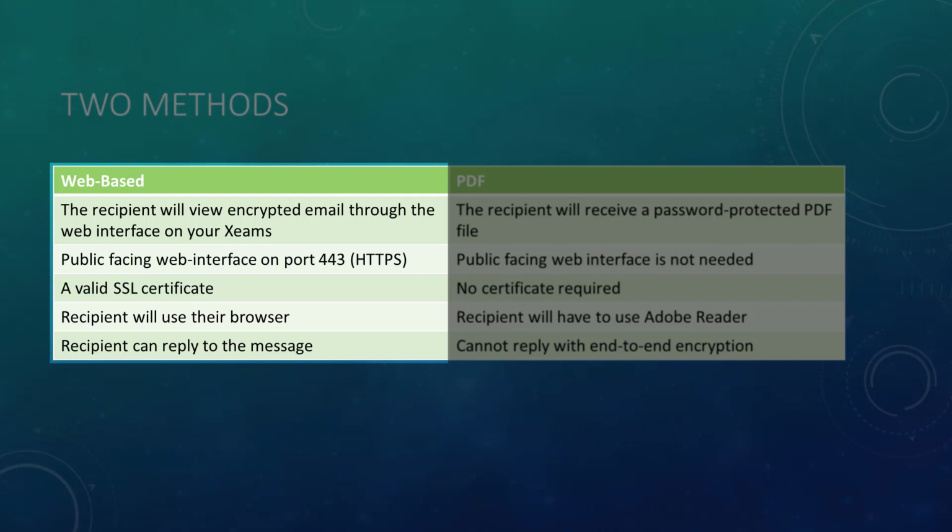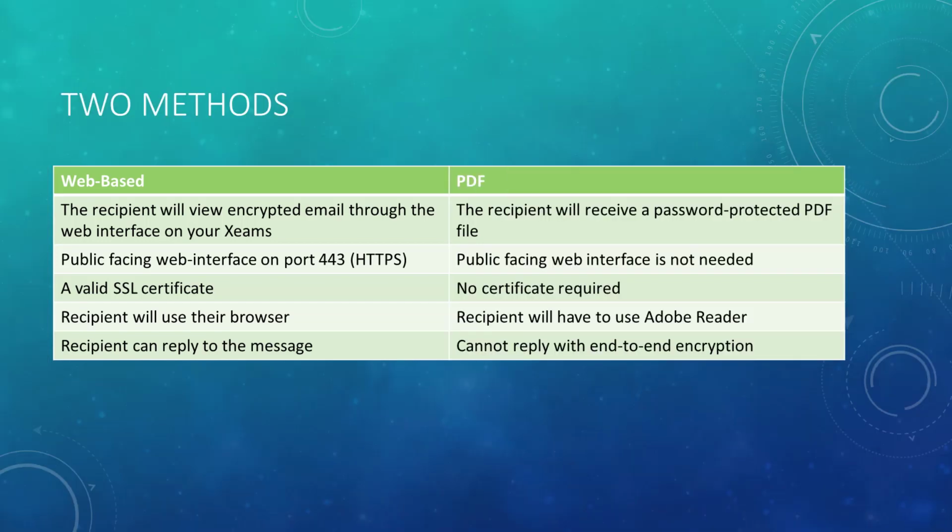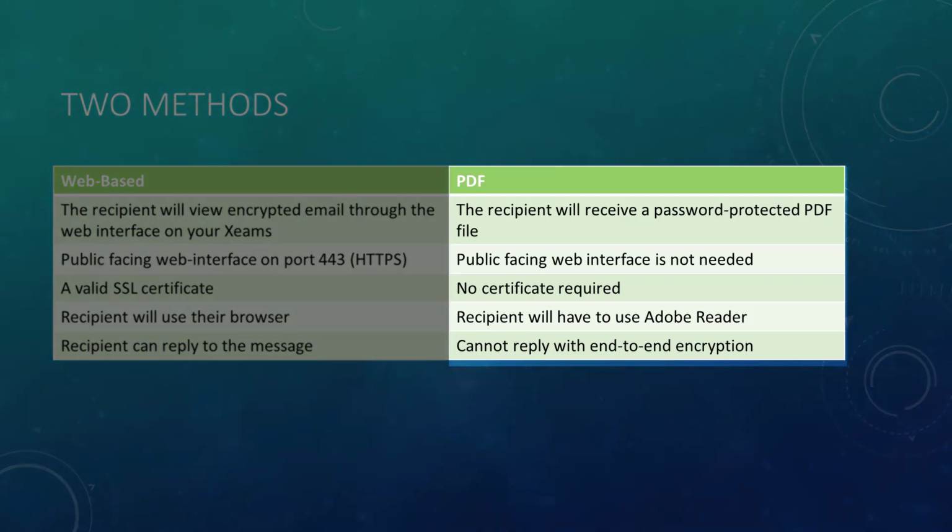As they will be connecting to your Xeams web interface, it's vital to ensure you have a valid SSL certificate in Xeams and that it's running on port 443. A public-facing web interface or a valid SSL certificate is optional if you choose the PDF option, which is why it is the default method.